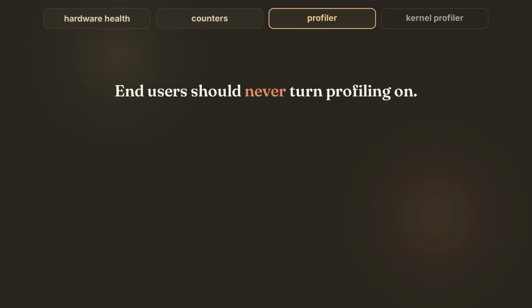And what will all of this cost you? vLLM says this itself. End users should never turn profiling on because it is going to significantly slow your inference down. And stopping it isn't free either. Their documentation says 100 requests' worth of trace for a 70 billion parameter model on an H100 takes about 10 minutes just to flush to disk.